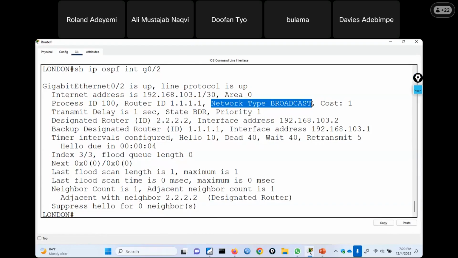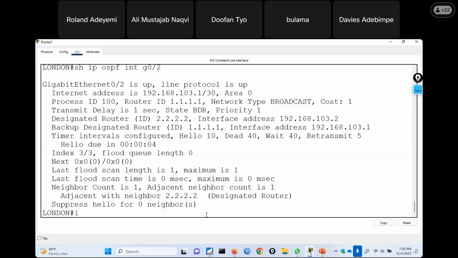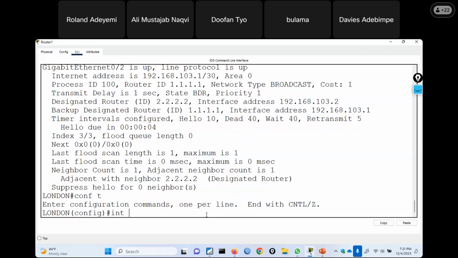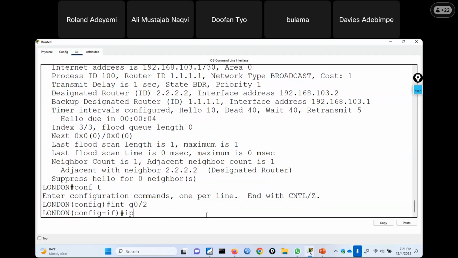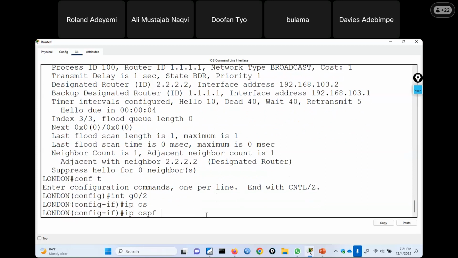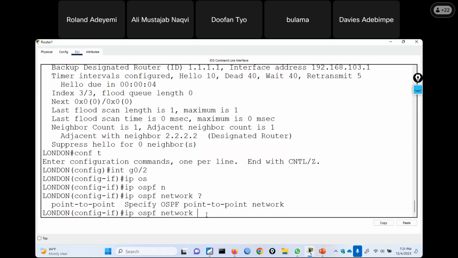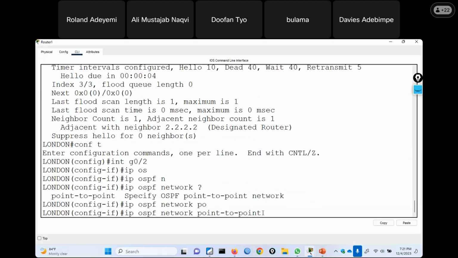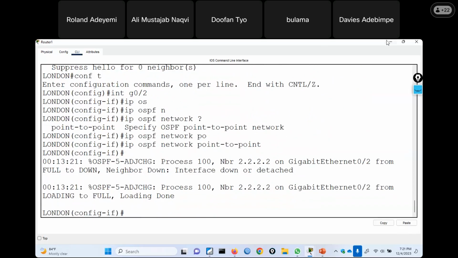But on that interface, we have only one neighbor on the other side. So we want to tell this router inside OSPF that this interface is not for multiple connections or multiple routers. This interface is just meant for one other router on the other side. So how do we do that? We'll go to that interface and say ip ospf network point-to-point. Meaning we don't want it to be broadcast. We want it to be point-to-point.